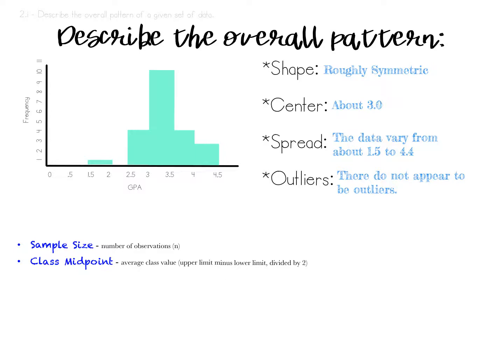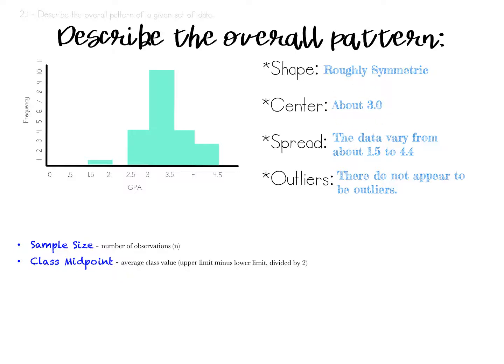All right, so hopefully you were able to identify that it's roughly symmetric, that the center is about a 3.0. Now, we can't say exactly what it is because all we know is that there were 10 students who were between a 3 and a 3.4, if we hadn't looked at the table.